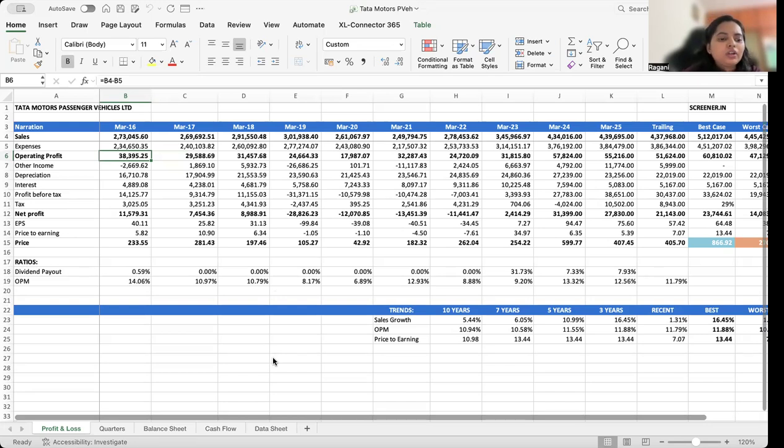Hello everyone. Today I am talking about the Tata Motors Passenger Vehicles Limited.